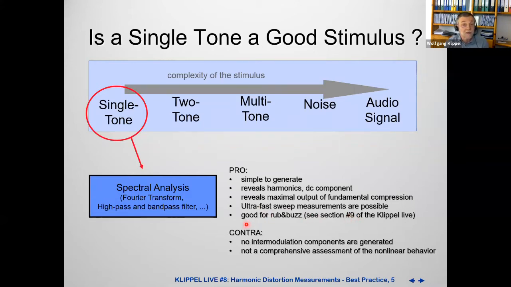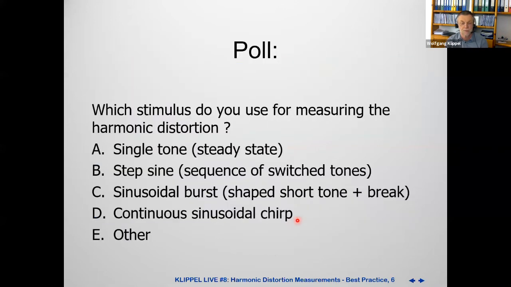Yeah, what are the drawbacks? We see no intermodulation distortion. We have only one tone today. And actually, it is not a comprehensive testing to see all the possible effects and symptoms generated by the nonlinearities. That should be clear. But it's still a very, very important measurement.